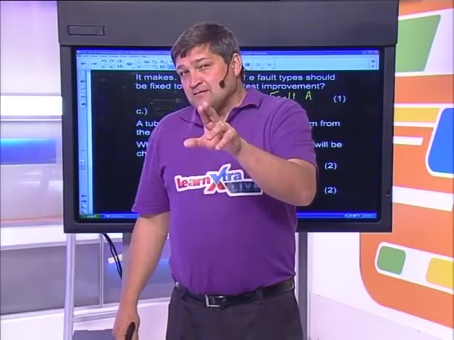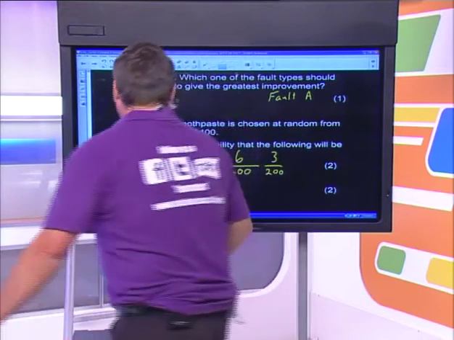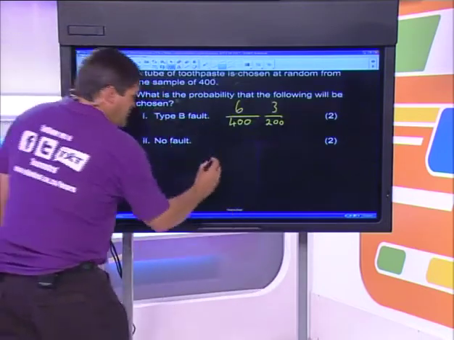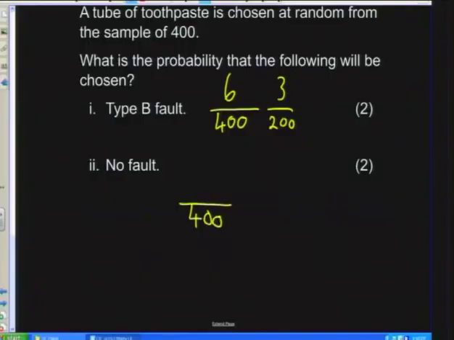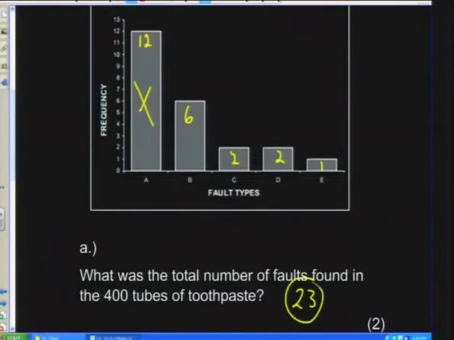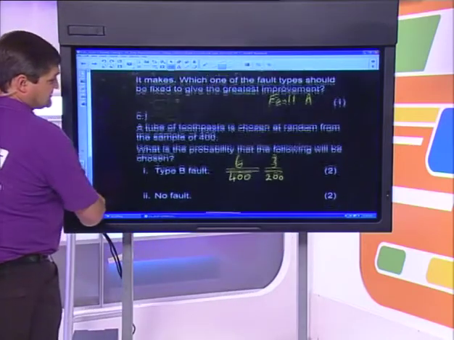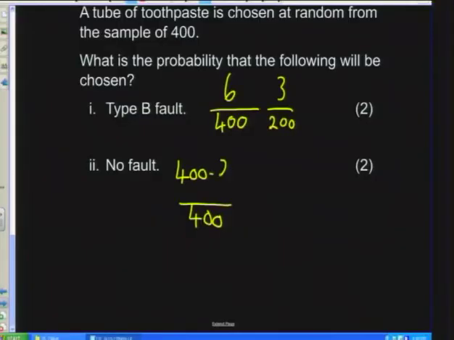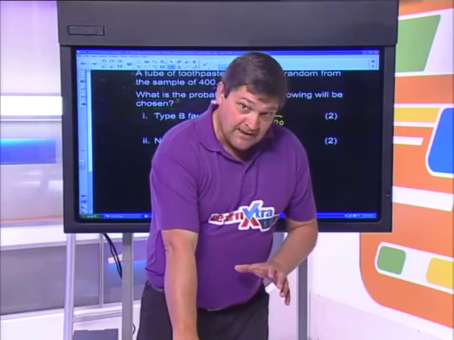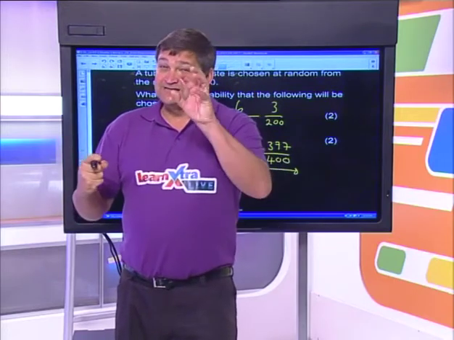Here's a good one. What's the probability that we grab a tube of toothpaste and it has no fault at all? Well, let's have a look at this. No fault at all. Now, we know there are 400 tubes of toothpaste. How many of them have a fault? There are 23 that have a fault. So if there are 23 that have a fault, how many of them don't have a fault? Okay, well, we're going to say it's 400 minus 23. And 400 minus 23 is going to give us 377. 377 over 400. That's the probability of choosing a toothpaste that doesn't have a problem with it.